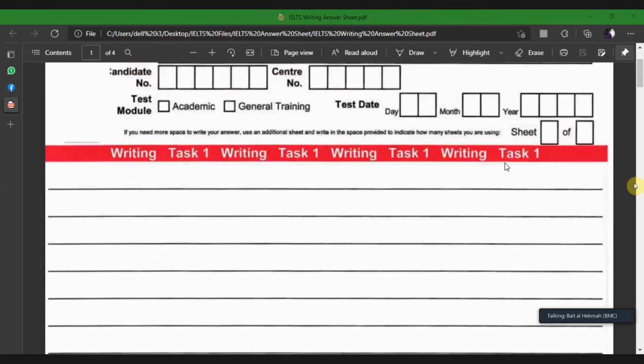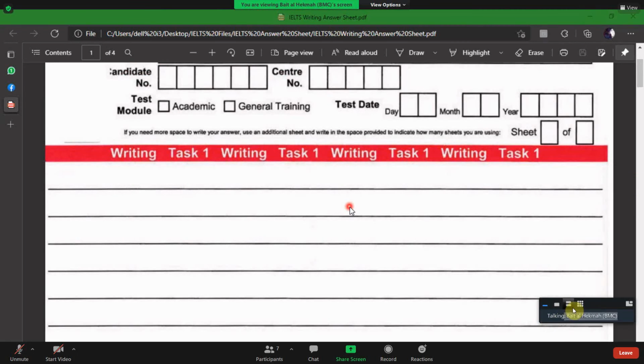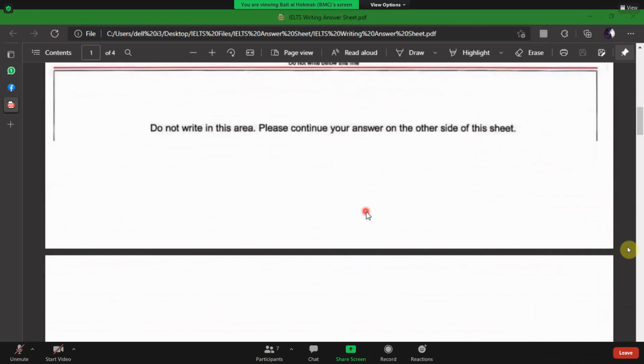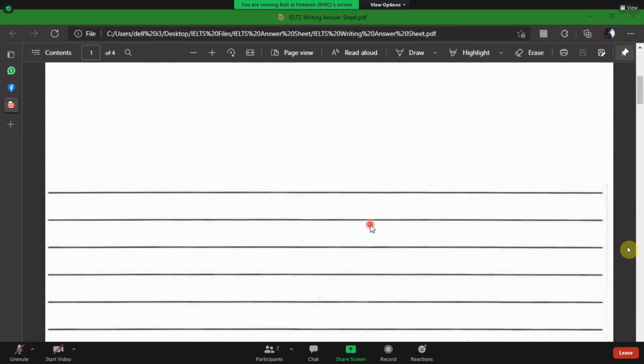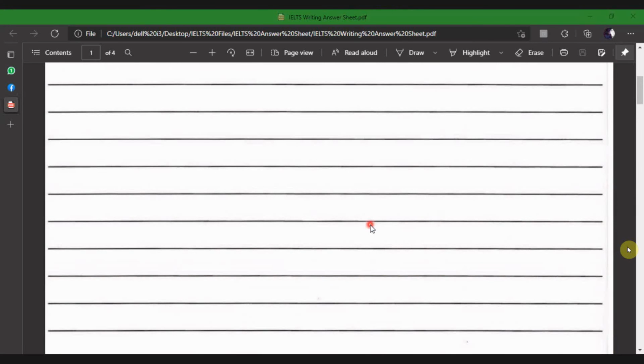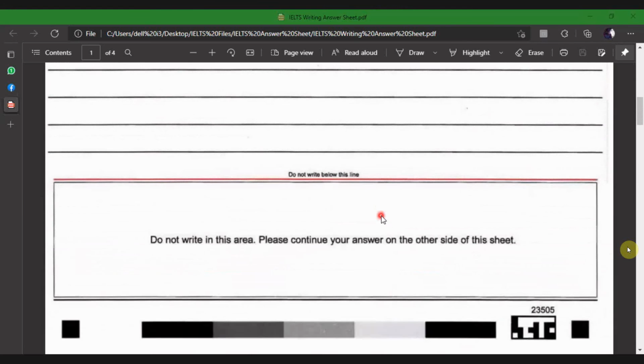For paper-based tests, this is the answer sheet. This is where you're going to write your letters and your report writing and then your essay, basically. So this is going to be your Task 1, first page. And at the bottom, you would see, "Do not write in this area. This is for the examiner." This is where they're going to rate their notes, and so on.